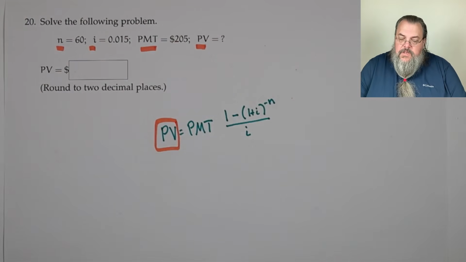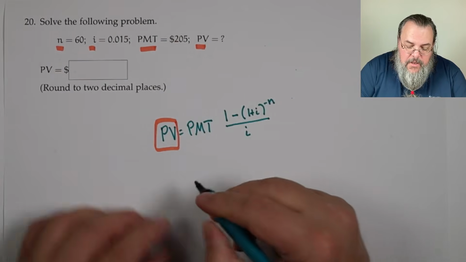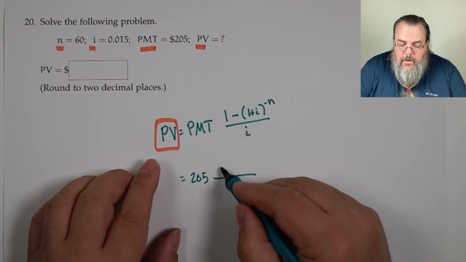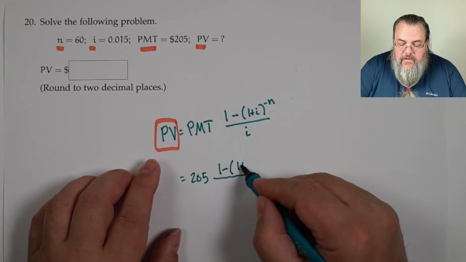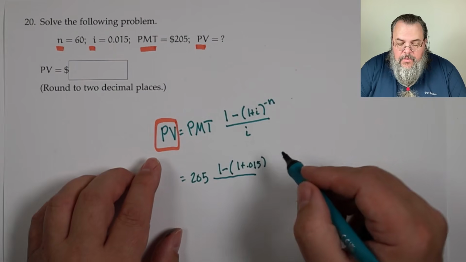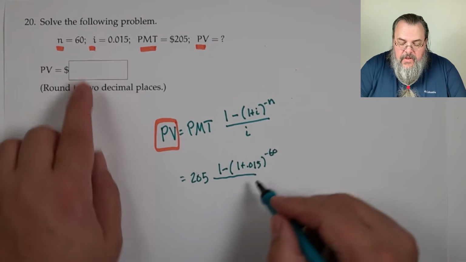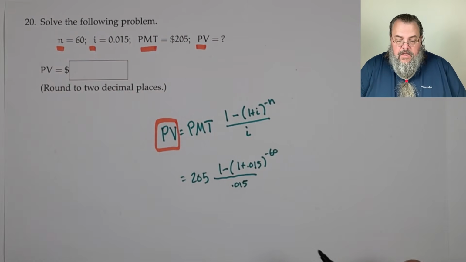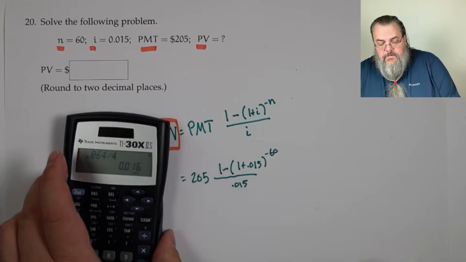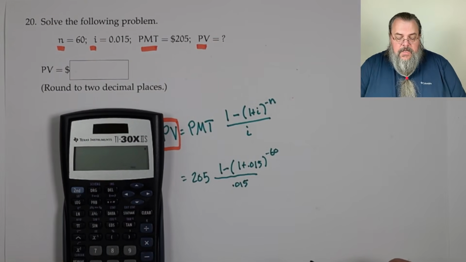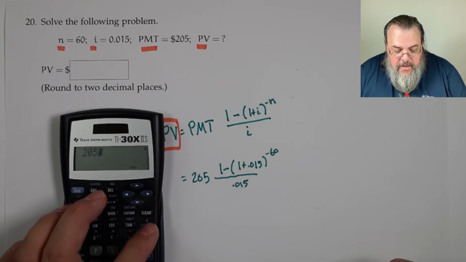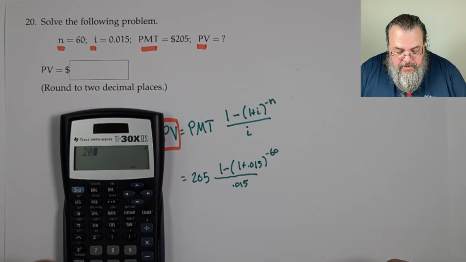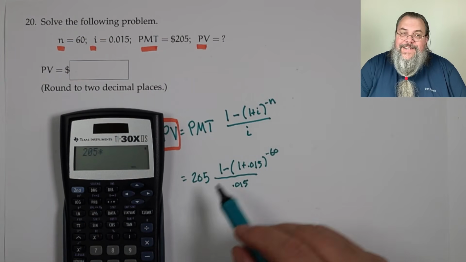And so we say, okay, fill in what you know. We say, all right, well, we have 205 times 1 minus 1 plus 0.015 to the minus 60 divided by 0.015. Okay. So, here we go. Our last computation. How exciting. It will help if I push the right buttons. I accidentally pushed the divide instead of times.